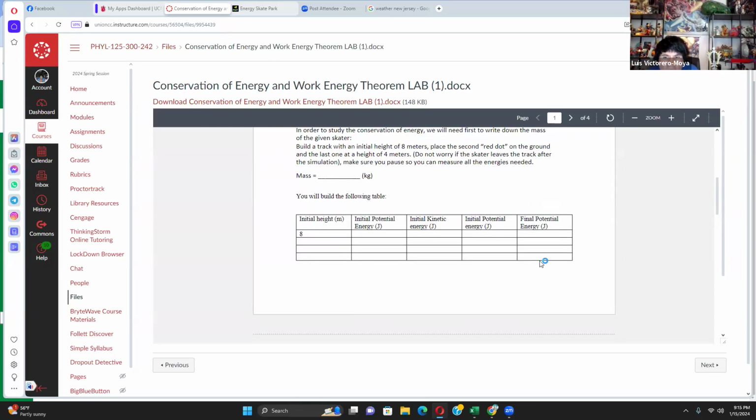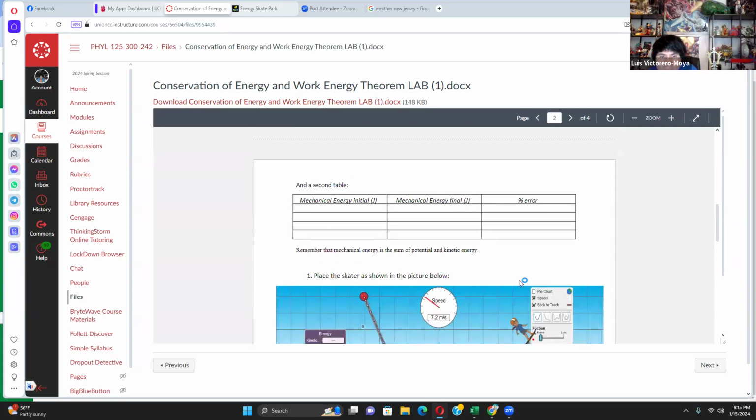Initial potential energy, initial kinetic, final potential, final kinetic. I have to change this. This is final kinetic energy. And 8, 7, 6, 5 meters. You have trials there, 4 different heights. And then you will have the mechanical energy table. The mechanical energy is the addition of potential and kinetic energy, initial and final. So for each height, you will have different values.